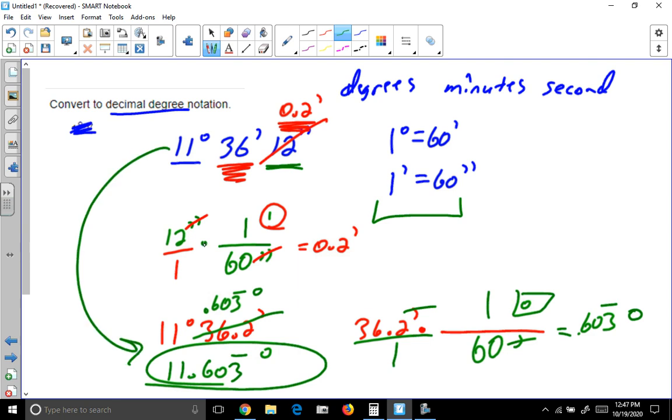So since we only multiplied by an equivalent fraction of 1 each time, multiplying by 1 doesn't change our amount. It just puts it in a different format. So those two ways of writing that angle are the same amount, just degrees, minutes, and seconds or decimal degrees.